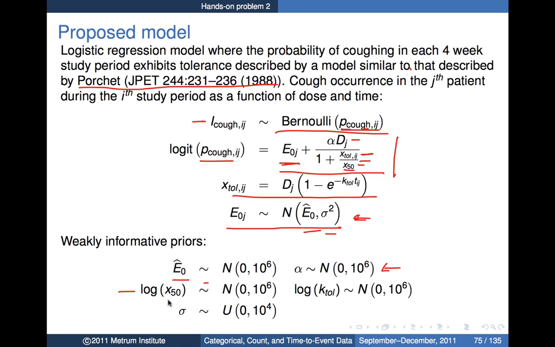Then I did assume that x50 and the k-tol were non-zero. So here I've put these fairly flat priors on the logs of those parameters, and then finally for sigma I used a uniform that starts at 0 and goes up to a relatively large number. Alternatively, I could have picked something like a gamma or maybe a fairly flat log normal for that, much like I did some of the others, and those would have also been plausible priors for the sigma.